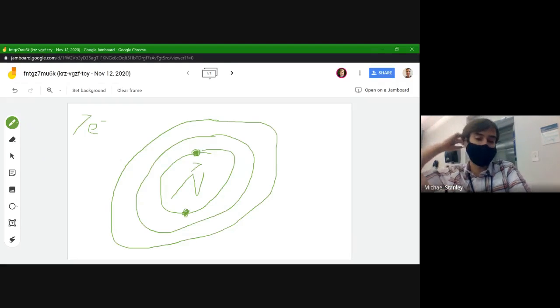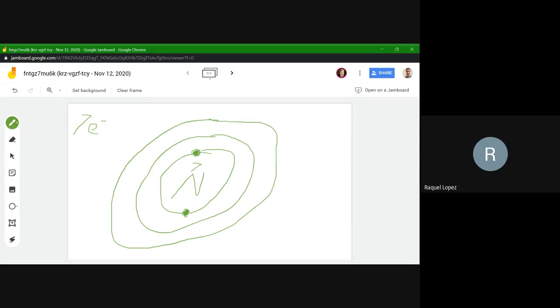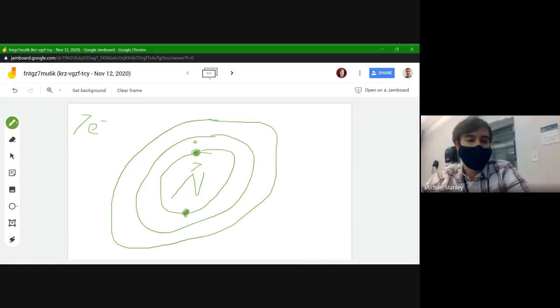But now the first shell is full, right? Can't put any more on the first shell. That's not allowed. It's got its 2. But we still have some electrons to go, right? We're not done putting down electrons for nitrogen. So how many more electrons do we have to put down for nitrogen? 5. 5, exactly. So we put the 2 down already, but now we have 5 more.